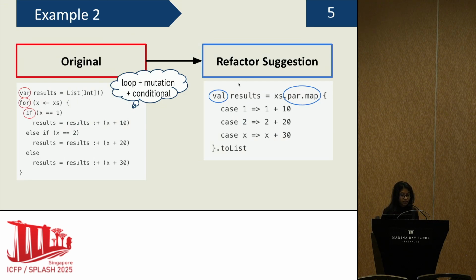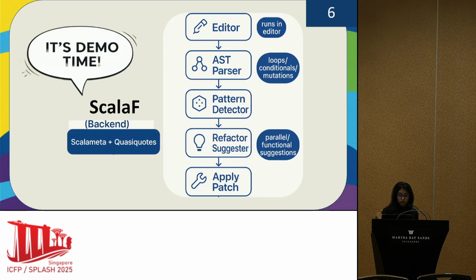In this code, we can see that there is mutation and use of conditions inside a for loop. Our tool identifies it and converts it into a parallel map, and it is now immutable. So that kind of refactoring is what we propose. Let's look at a demo and see how this actually comes into action.